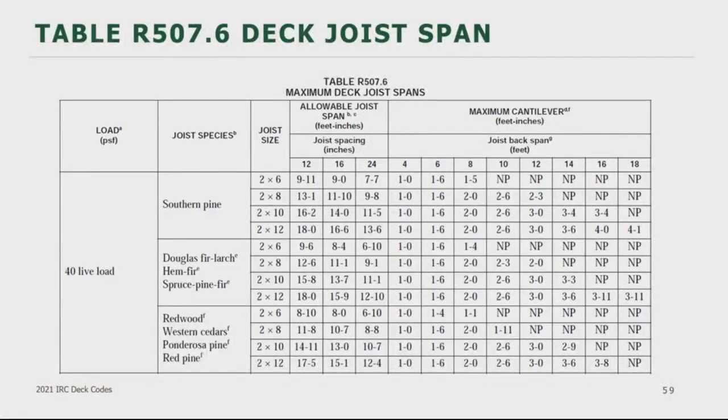As an example, if you follow the row for Southern Pine 2x8 joists, and you have them at 16 inches on center, your maximum joist span is 11 foot 10 inches. But if you only have 8 foot long joists, you can follow that row to the right and find 8 foot joist back span, and that will tell you that you can have a 2 foot maximum cantilever length.